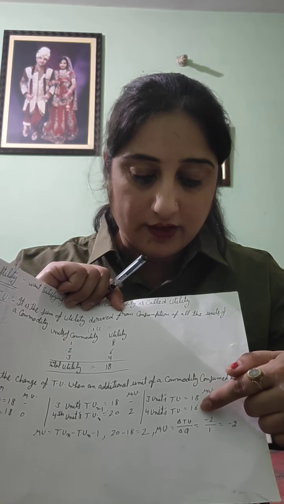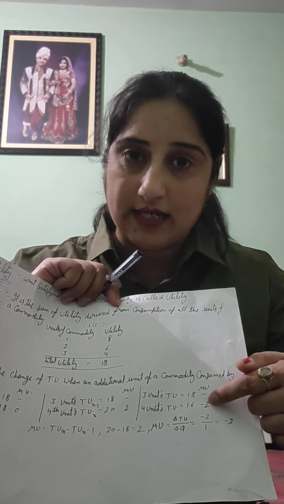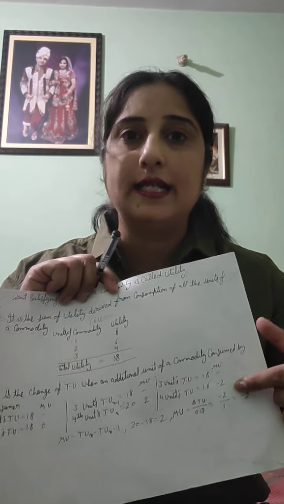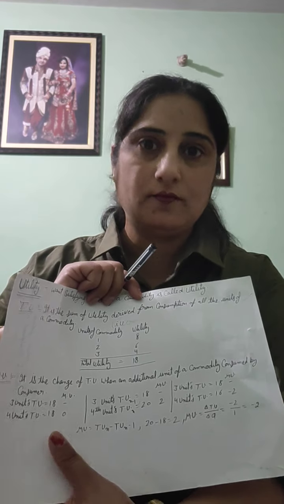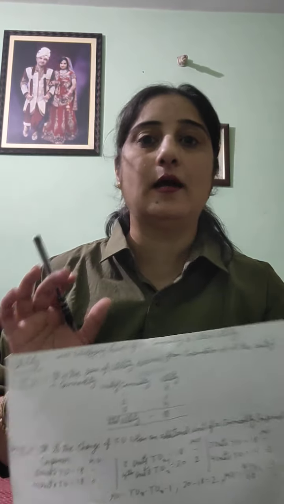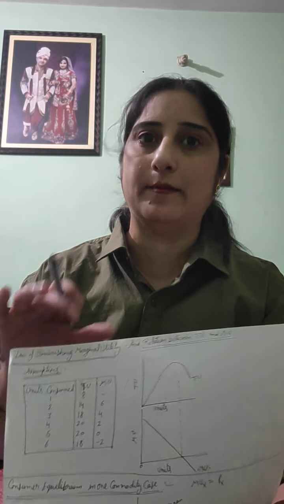When my total utility decreases, then marginal utility becomes 16 minus 18, which is equal to minus 2. So marginal utility can be negative, can be positive, can be 0. Now we have to understand the relation between total utility and marginal utility. Students, we can understand this relation with the help of a table and a diagram.